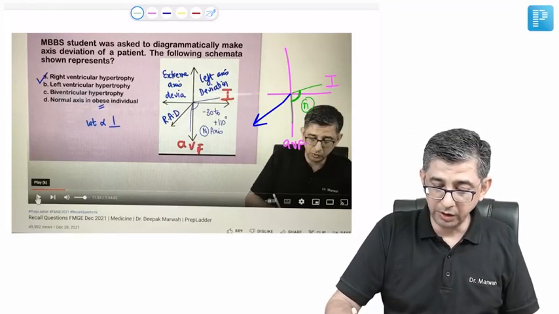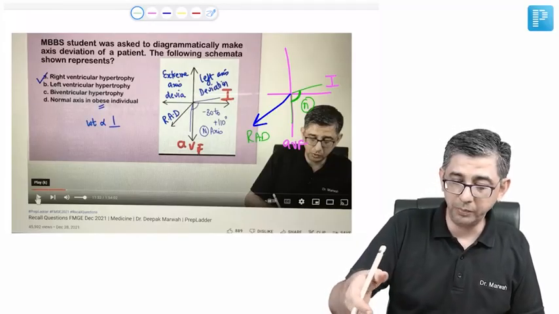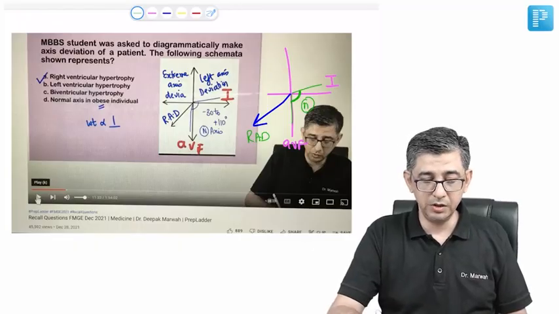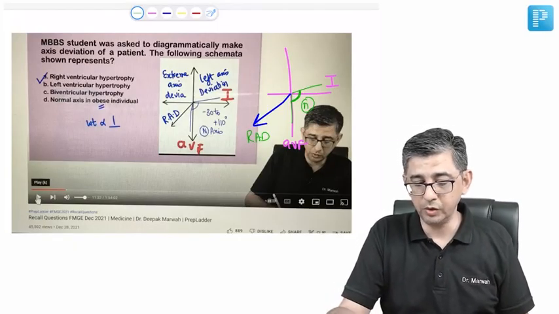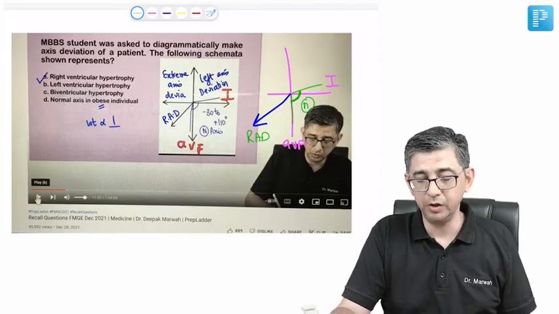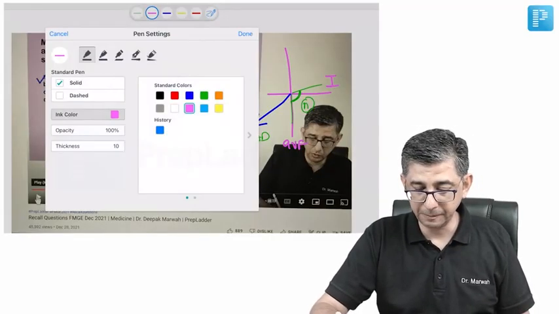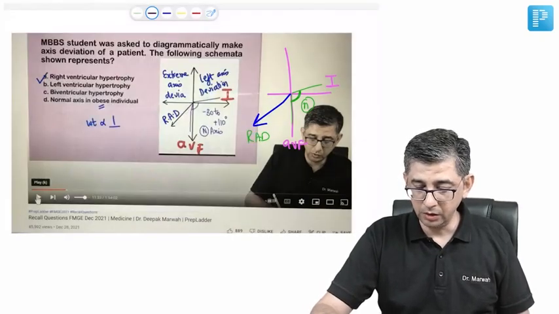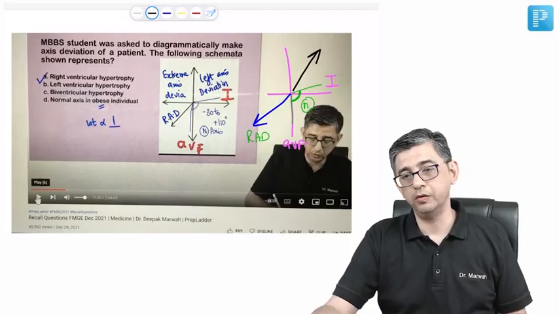This is going to be the vector of right axis deviation, and actually he did not ask about axis deviation per se. He asked which chamber of the heart. The options were that this schema shows enlargement of which ventricle. So right axis deviation would be related to right ventricular enlargement of the patient. Suppose in the exam the vector was going like this, pointing in this particular quadrant, then you would have answered left ventricular hypertrophy of the patient.